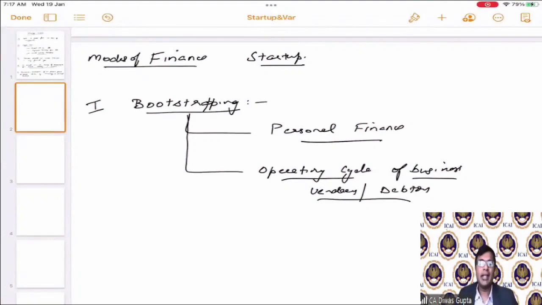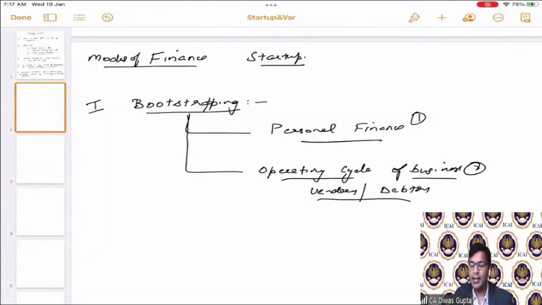Okay, so basically, we call it bootstrapping for a startup in two conditions. One is when someone helps with personal finance. For example, if the founder of the startup brings their personal savings into the business, that is called bootstrapping.